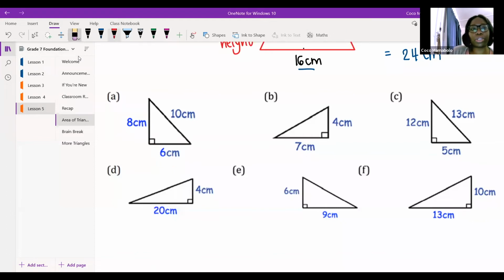So remember, this is your perpendicular height. This height over here is your perpendicular height. So A to F, please calculate A to F. I'm going to give you guys about 6 minutes because there's 6 questions. And when you're done, please put the fire emoji in the chat for me. All right, you guys have 6 minutes. Go.